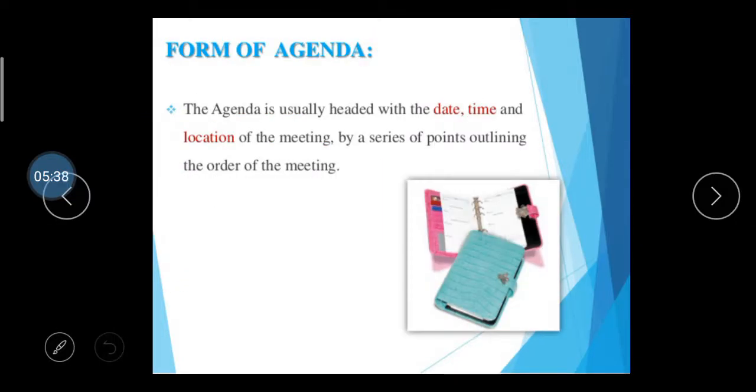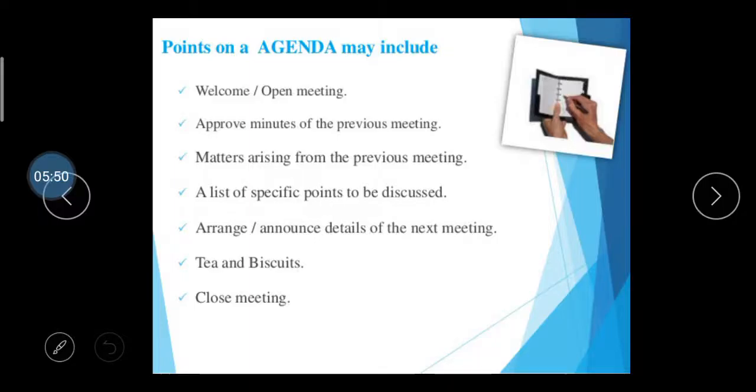What are the forms of agenda? The agenda is usually headed with the date, time, and location of the meeting, followed by a series of points outlining what will be covered in the meeting. Then after, here are the points which you may have to conduct in the agenda.